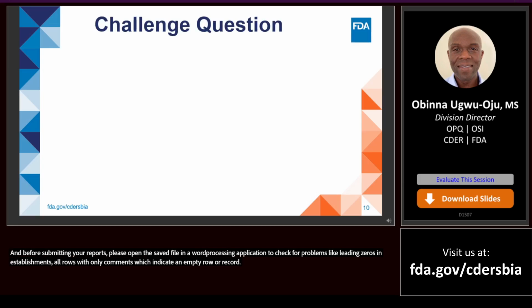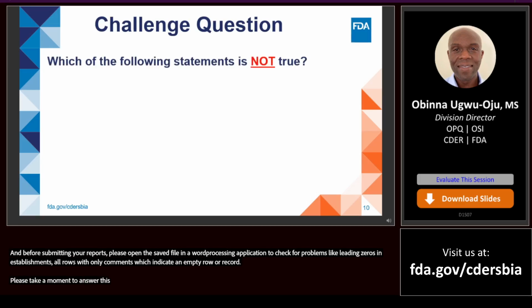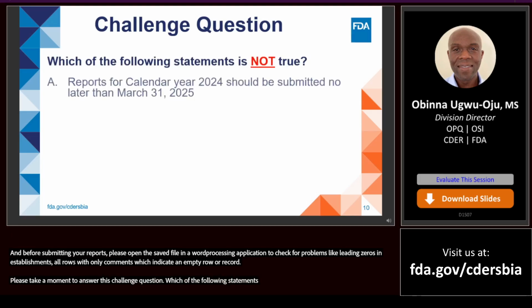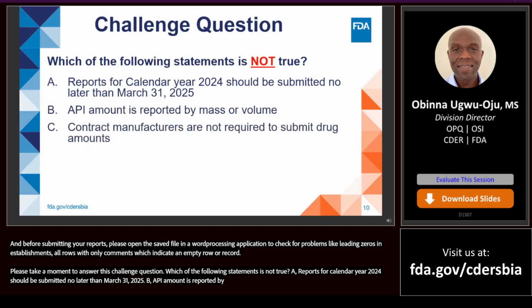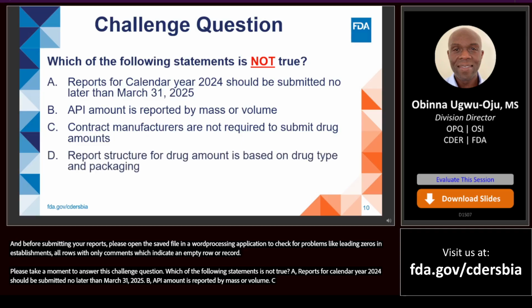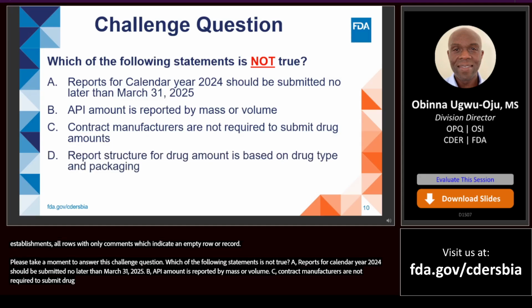Please take a moment to answer this challenge question. Which of the following statement is not true? A. Reports for calendar year 2024 should be submitted no later than March 31, 2025. B. API amount is reported by mass or volume. C. Contract manufacturers are not required to submit drug amounts. And D. Report structure for drug amount is based on drug type and packaging.